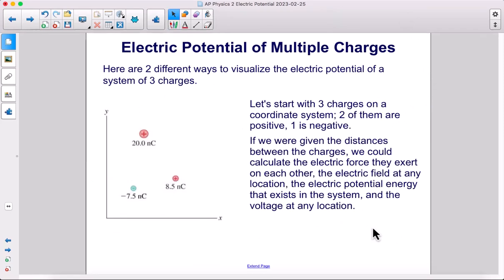Here are two different ways to visualize the electric potential of a system of three charges. Let's start with three charges on a coordinate system. Two of them are positive, one is negative. If we were given the distances between the charges, we could calculate the electric force they exert on each other, the electric field at any location, the electric potential energy that exists in the system, and the voltage at any location.